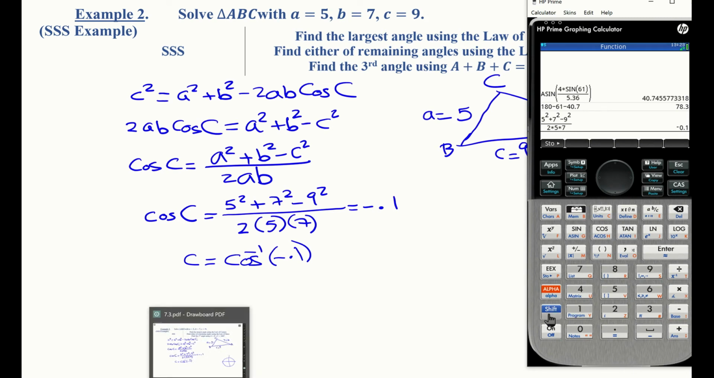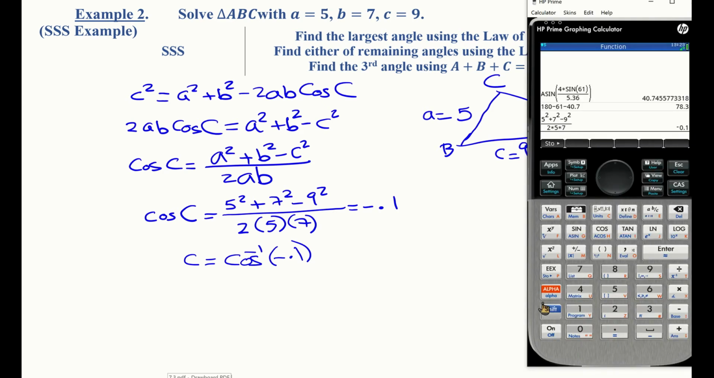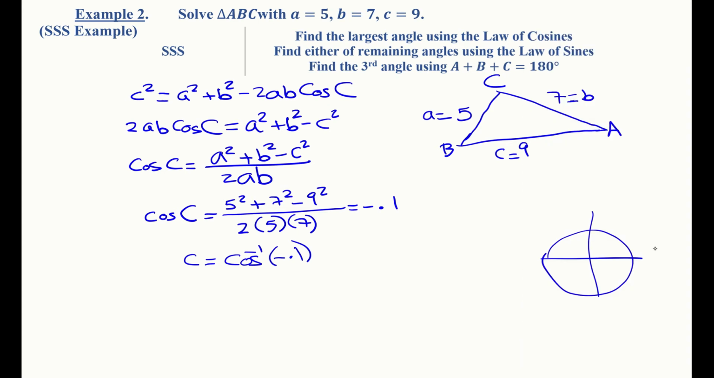So now we're going to do shift. Okay, let's try it again. Shift cosine, and then we're going to type in negative 0.1. And so we get around 95.7 degrees for C. All right, so let's see what we have now. We have C here, 95.7 degrees.